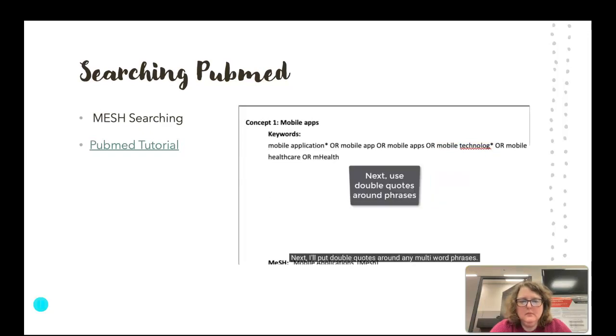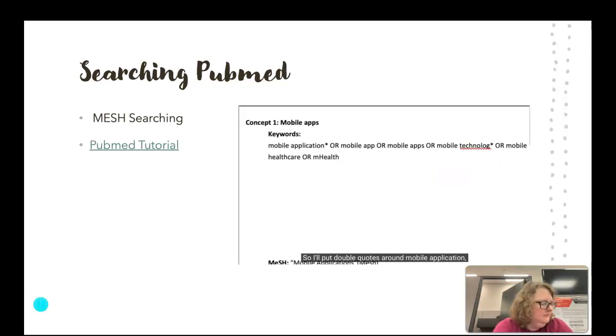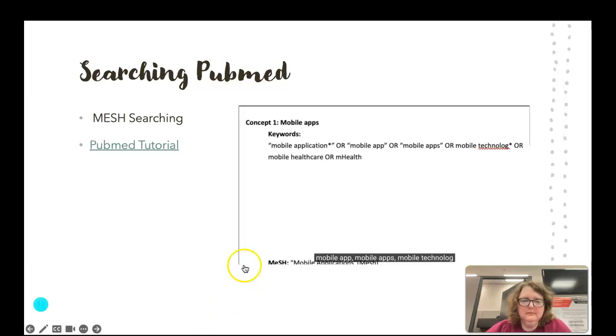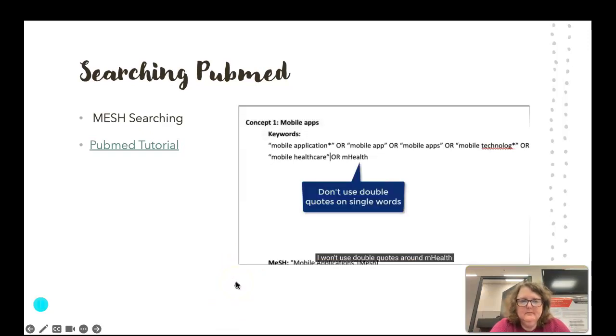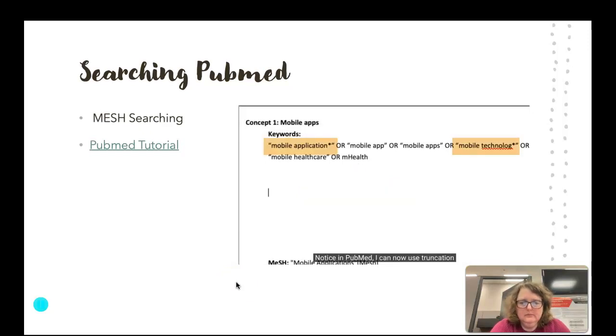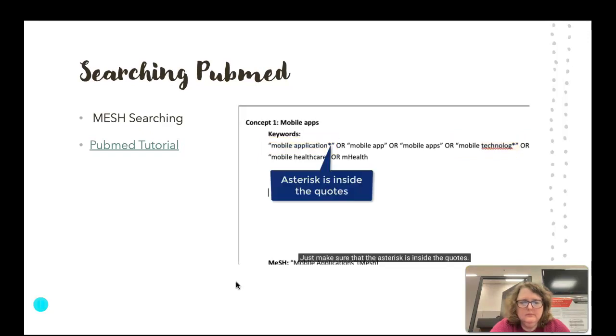Next, I'll put double quotes around any multi-word phrases. So I'll put double quotes around mobile application, mobile app, mobile apps, mobile technology, and mobile healthcare. I won't use double quotes around mHealth because it's a single word. Notice in PubMed I can now use truncation and double quotes at the same time. This is a recent change. Just make sure that the asterisk is inside the quotes.